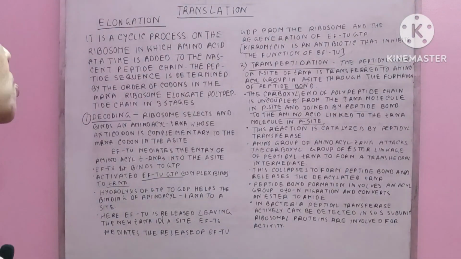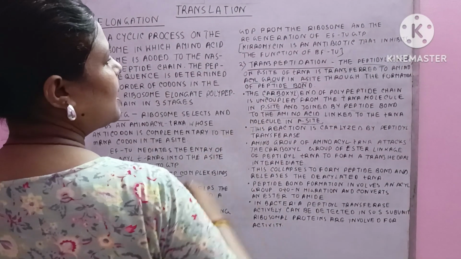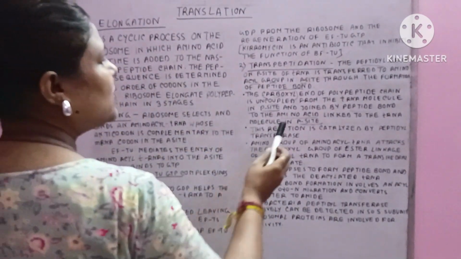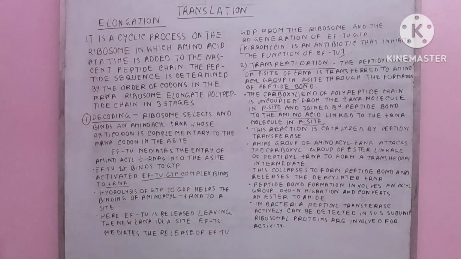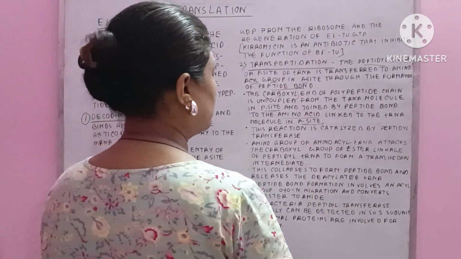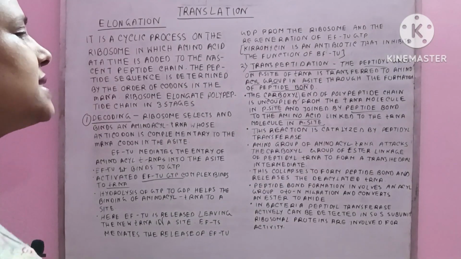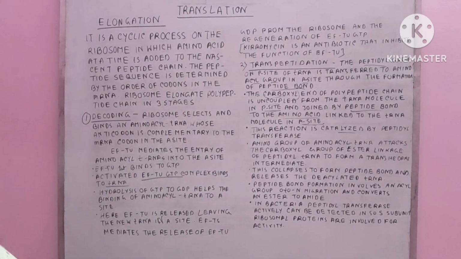Okay. So what it is saying is that the carboxyl group is present in the P site, and this is joined to the amino acid that is present in the A site, and by which bond? By the peptide bond. And this reaction is catalyzed by one enzyme. This enzyme is known as the peptide transferase.